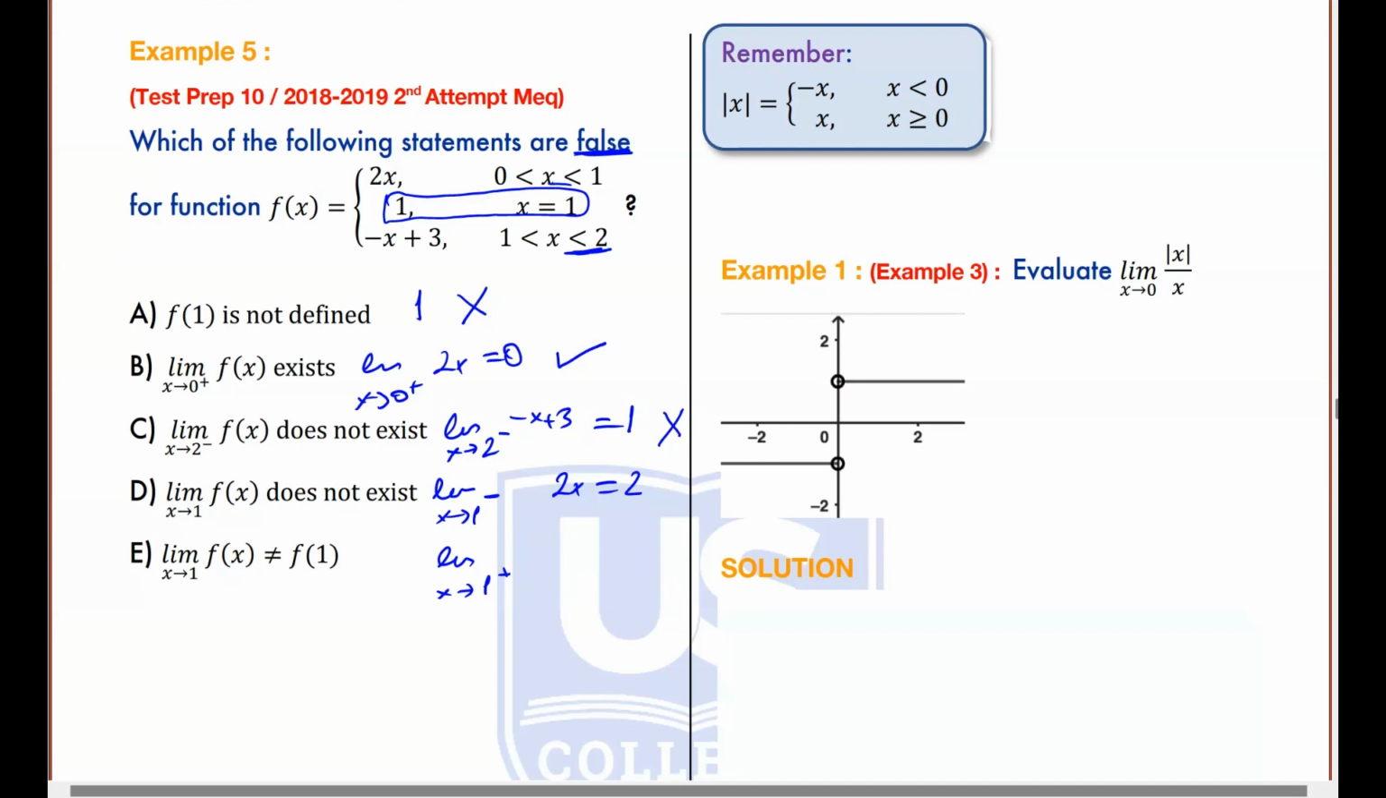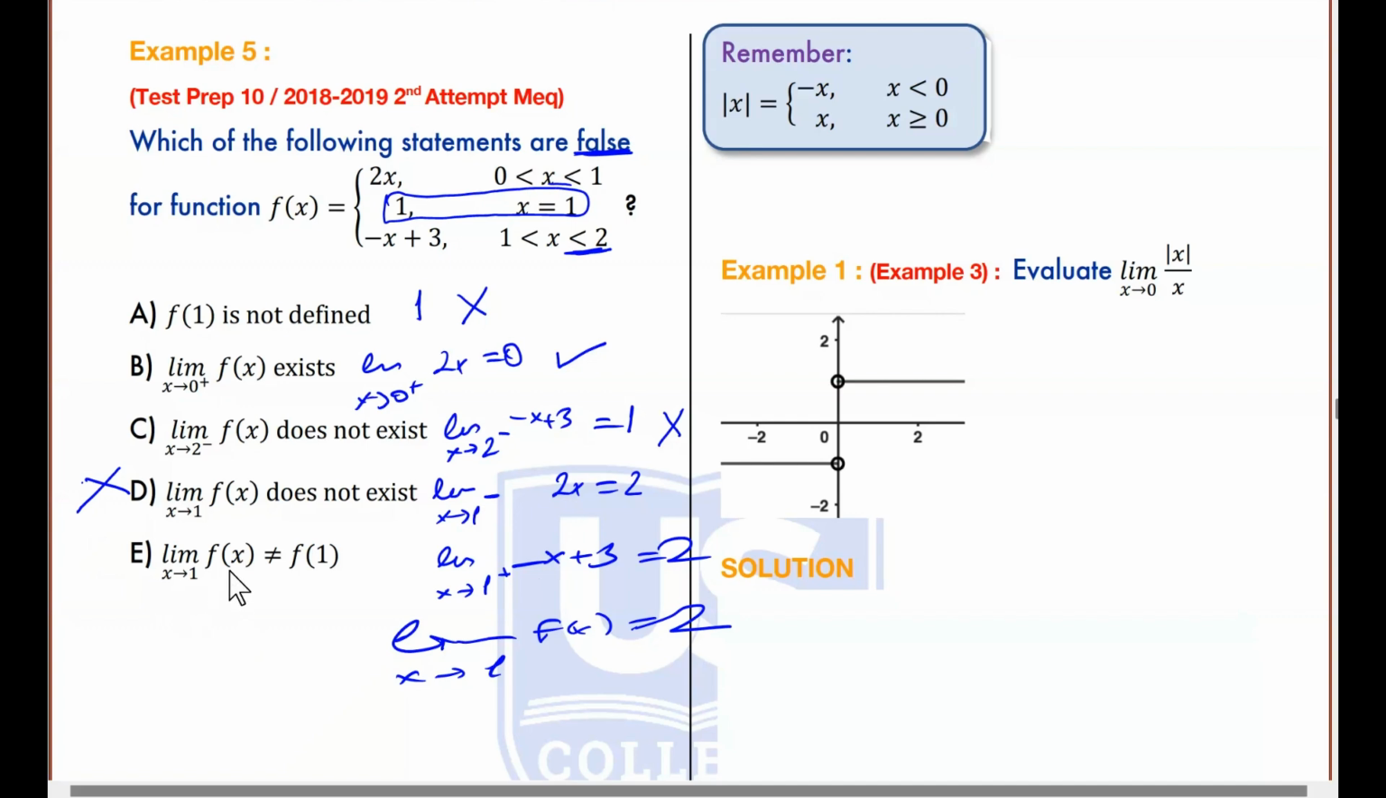Negative x plus 3. Substitute 1 for x. Negative 1 plus 3 is 2. So the right side limit is equal to the left side limit. Then the limit as x approaches 1 of f of x is equal to 2. It exists. So it is false then. It says it does not exist, but it exists.